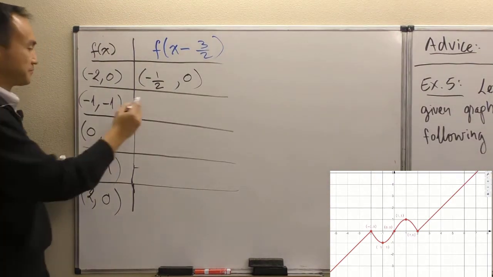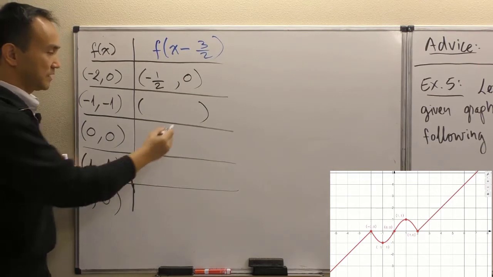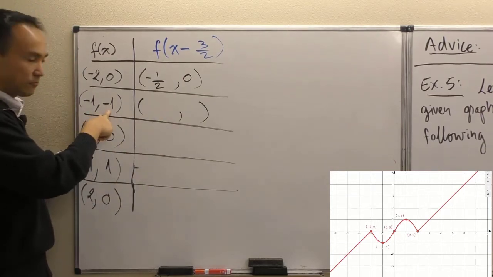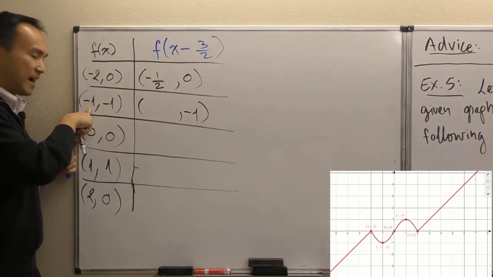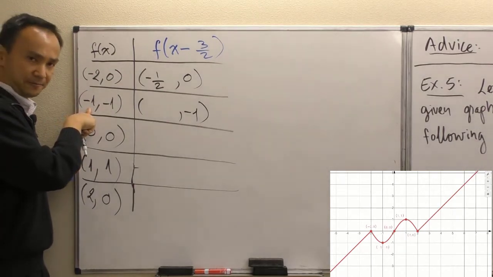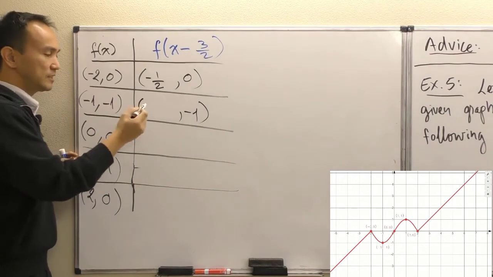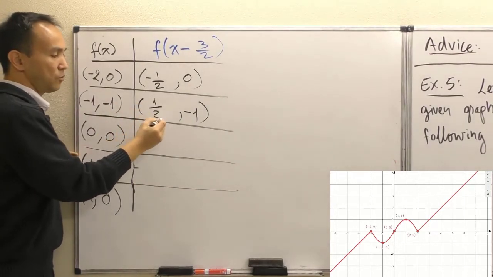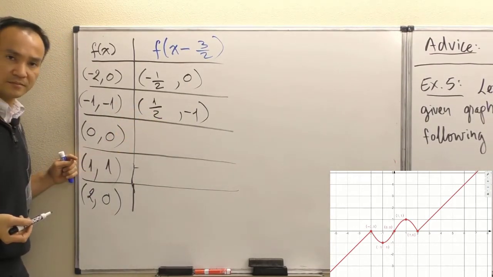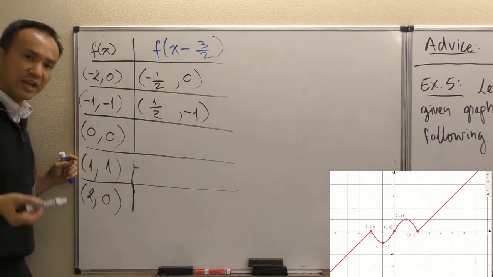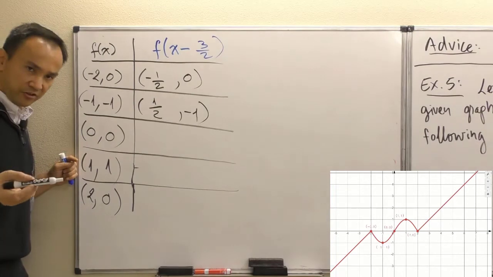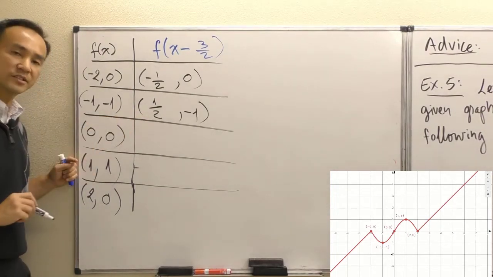And now I'm looking at the next one right here. Again, the y value, the negative 1 here, stays the same. Negative 1 being the x value. Now I'm going to add 3/2. So adding 3/2 to this gives me a positive 1/2. Negative 1 plus 3/2, or 3/2 added to a negative 1, gives me a positive 1/2.